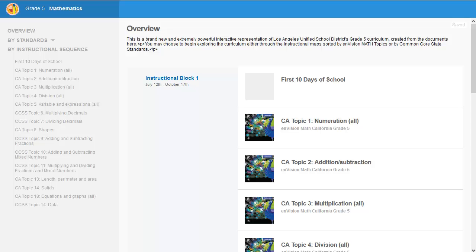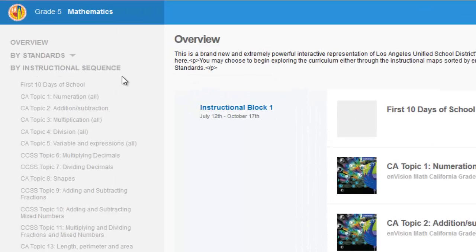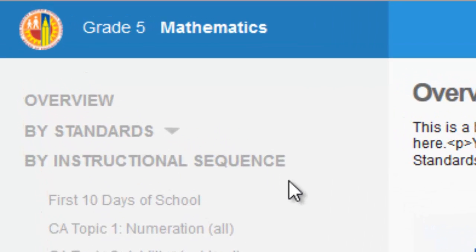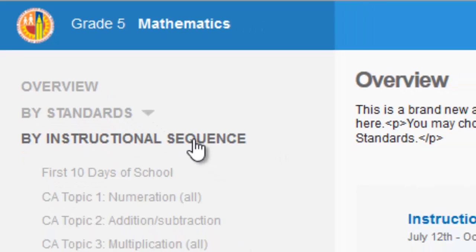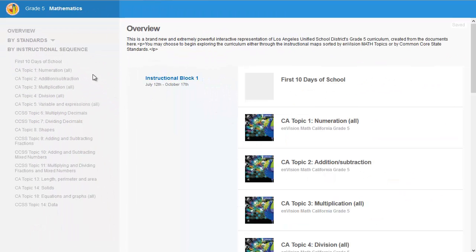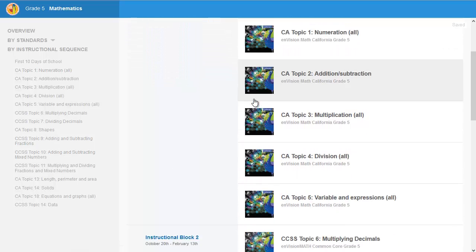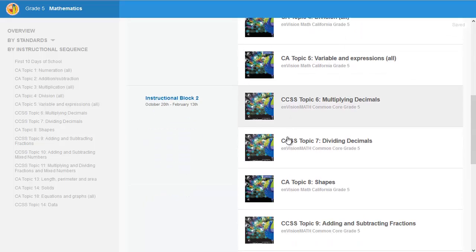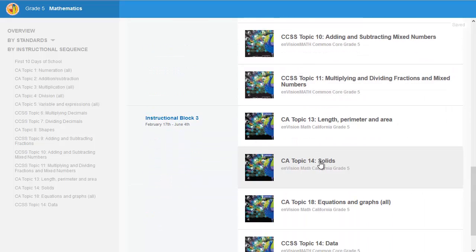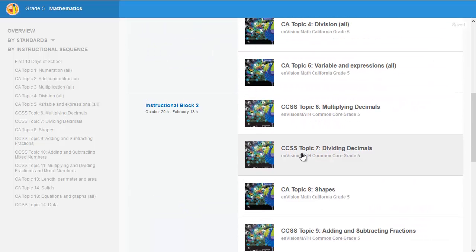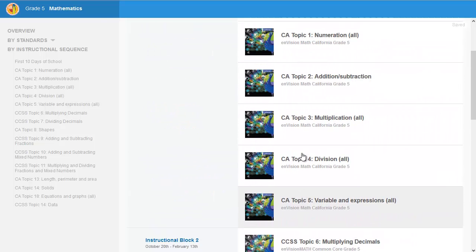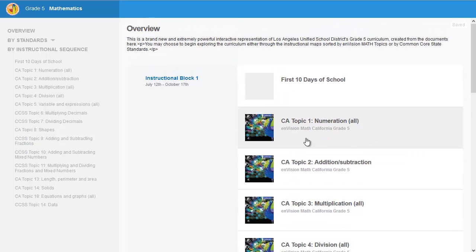Let's start off by observing ways to navigate this interactive website. We can browse the curriculum by standards or through the instructional block sequence. Let's begin with the instructional sequence. As we can see, we don't have to go much further than this left menu. We have the entire sequence listed out or split by instructional blocks on this main page, whether it be for the CCSS textbook or the California textbook, both the Pearson's and Vision Math textbooks.